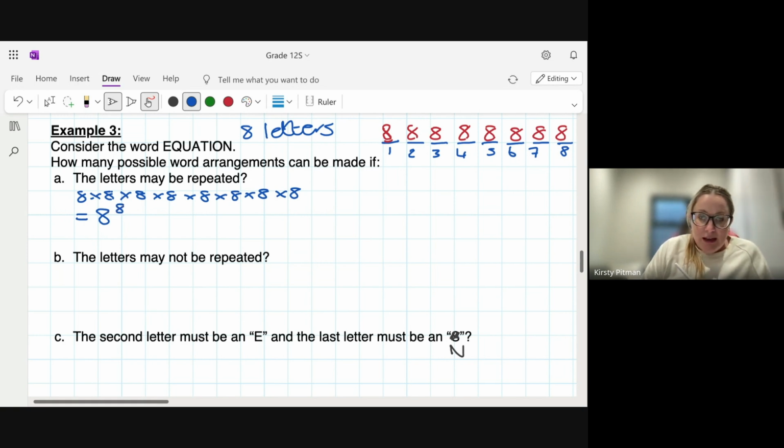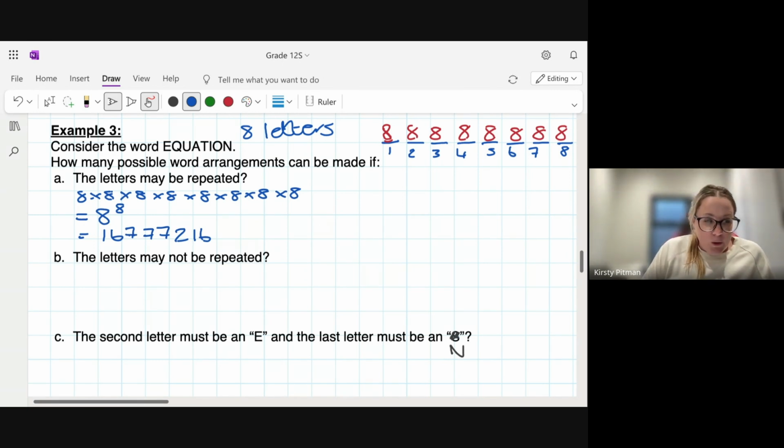Calculators out, what's 8 to the power of 8, please? Put that in on your calculator. What do you get? 8 to the power of 8. It is a very large number. All right, nice. Well done. Okay, so 16,777,216. Nice, guys. Well done.